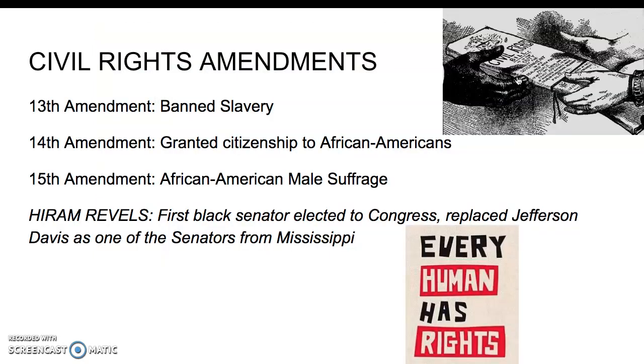Civil rights amendments. The 13th Amendment banned slavery. 14th Amendment grants citizenship to African Americans. The 15th Amendment, African American male suffrage or the right to vote.